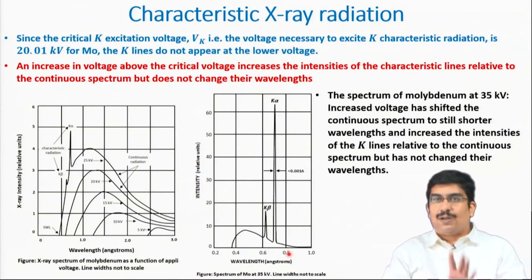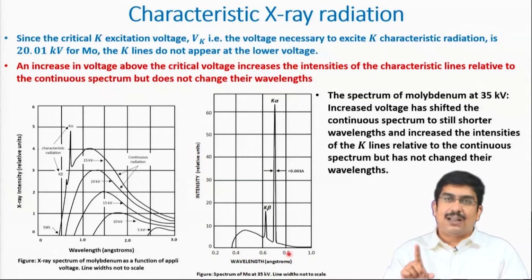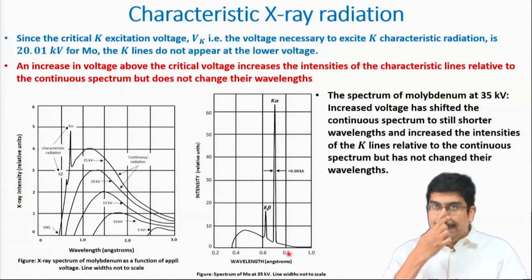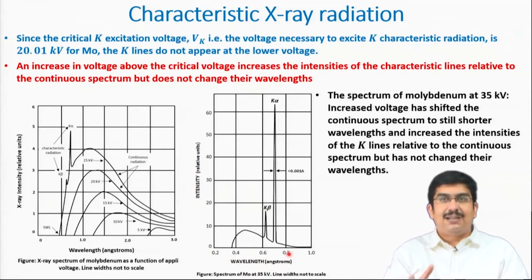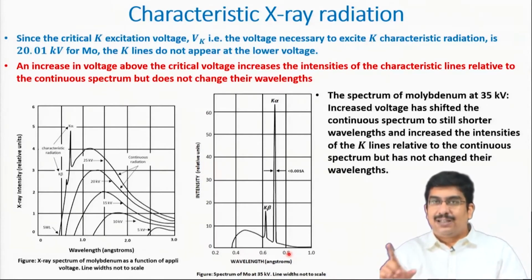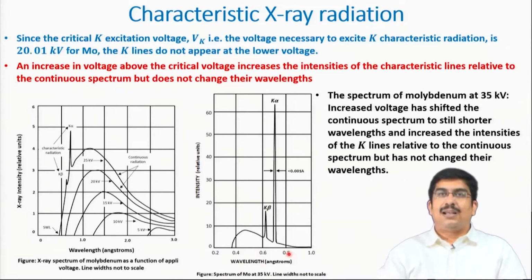Okay. So this is one major change, and that is another reason why these are called characteristic, because the way they are generated is related only to the atomic structure of the target metal, the atomic number. It does not depend on any other things. The wavelength does not depend on the tube voltage. It only depends on the atomic number, or the electronic structure, of that particular atom.